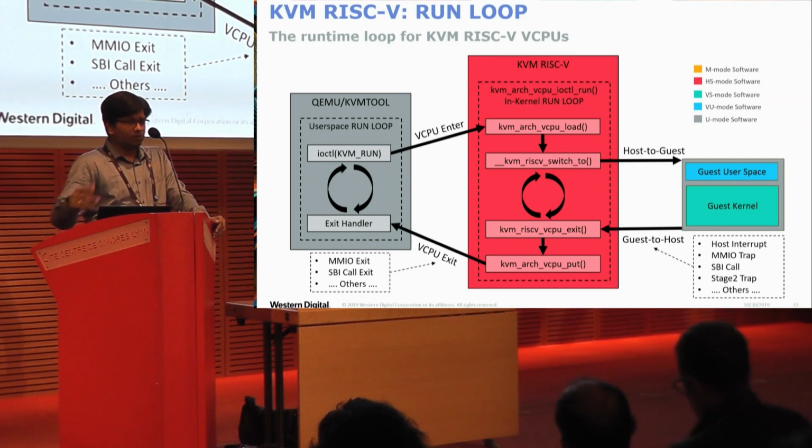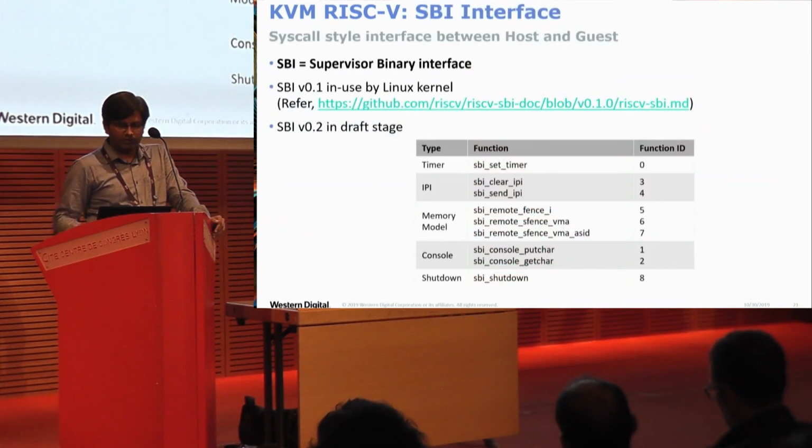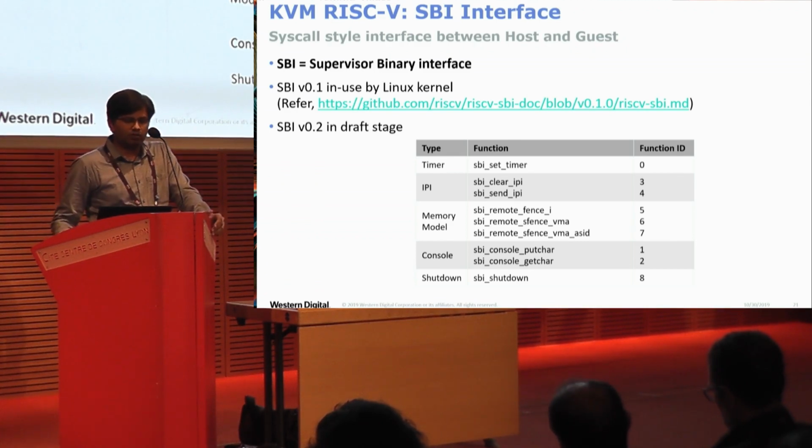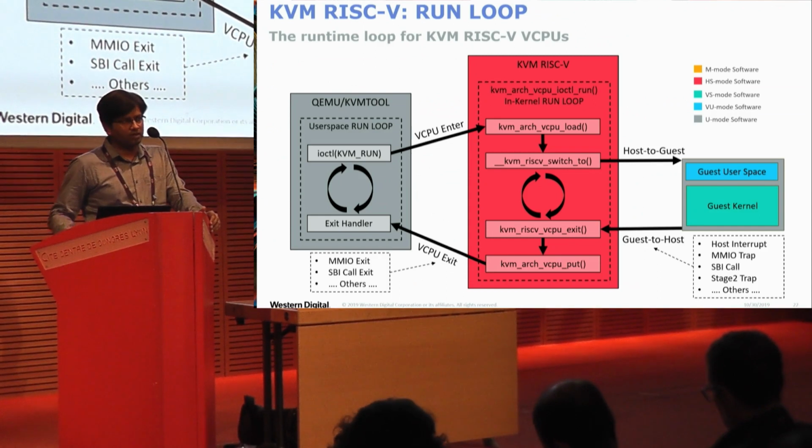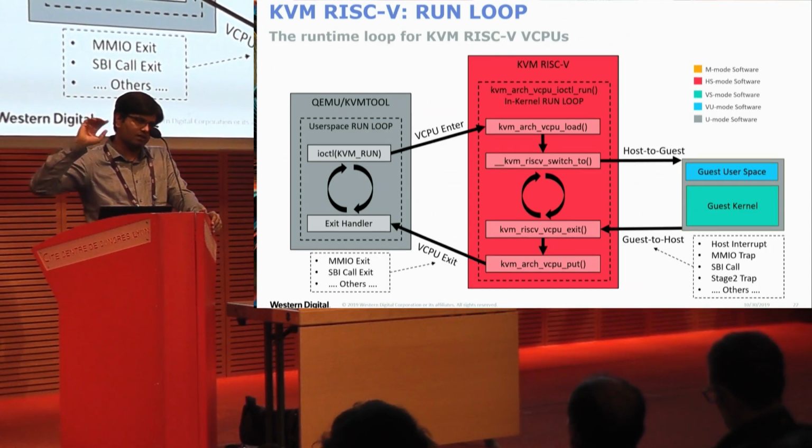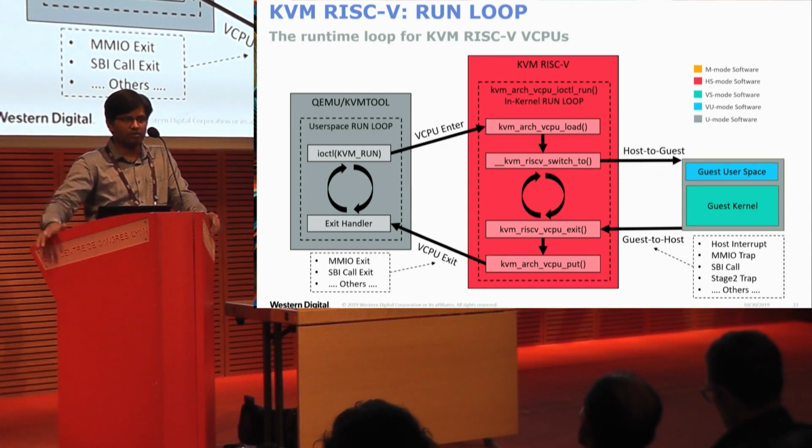Right now there are only 2 such calls, the console put char and get char, which are VM specific. These are used for early prints and debugging, so this cannot be emulated in the kernel and we forward it to user space. In future there will be vendor extensions defined in SBI 0.2, and for those kinds of SBI calls we'll be forwarding to user space.